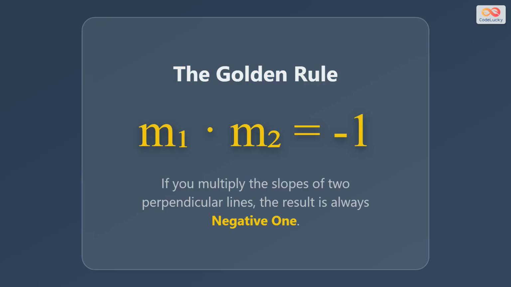Mathematically, this relationship can be written as a simple formula. m1 multiplied by m2 equals -1. If you multiply the slopes of two perpendicular lines together, the product will always be -1.